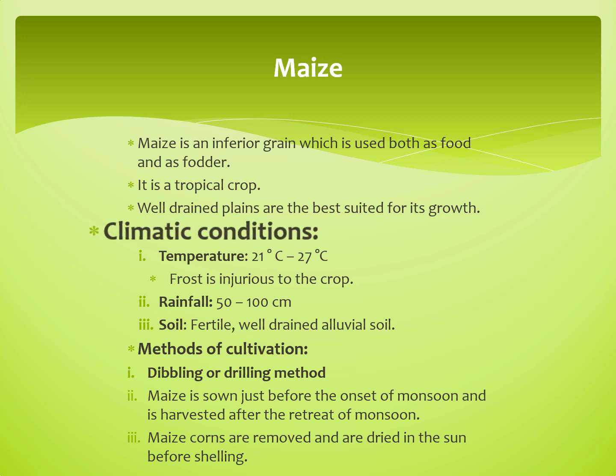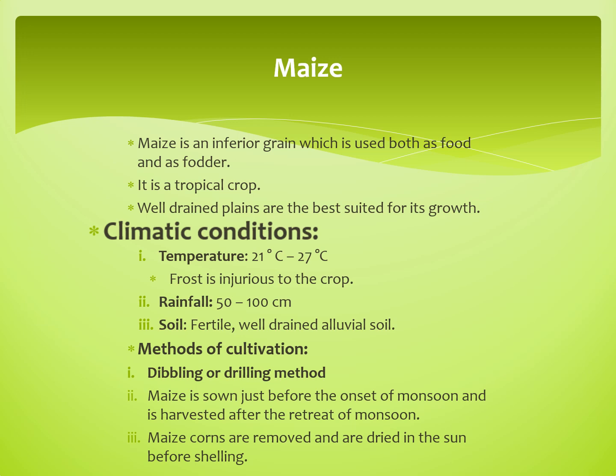Temperature. Maize crop requires temperature ranging between 21 degrees to 27 degrees Celsius, although it can tolerate temperature up to 35 degrees Celsius. Frost is injurious to the crop. Therefore, it can grow only in those areas which have at least 4.5 frost-free months in a year.